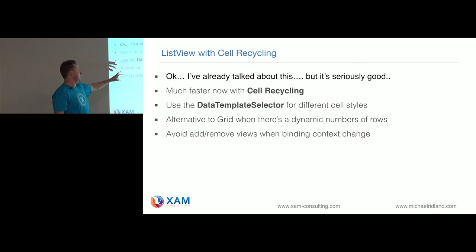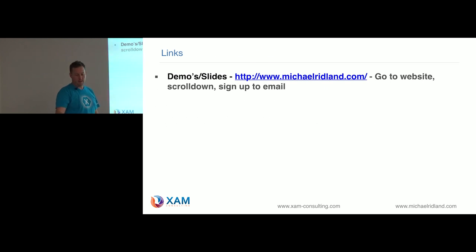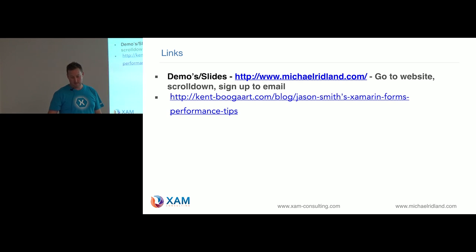The data template selector. When your binding context changes in one of your recycled cells, don't change the layout. If you want something with a different layout, use the data template selector, but don't go adding and removing controls. If you come from a .NET background with web forms, you're going to want to move controls up and down and all that sort of stuff, but it's better to not do it if you want good performance. I'm going to be putting up a blog post soon with all that sort of detail, so keep an eye out for it.